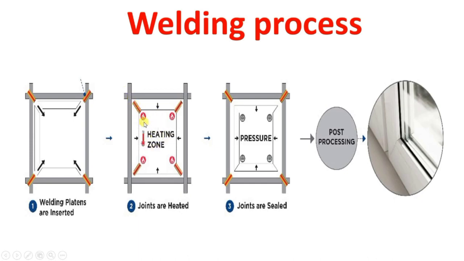After heating up to a certain temperature and desired time, after heating all 4 corners, these corners are pressed together, applying some pressure to them. So these are welded. You can see this corner. These are the welds of plastic frames. So this is the complete process.